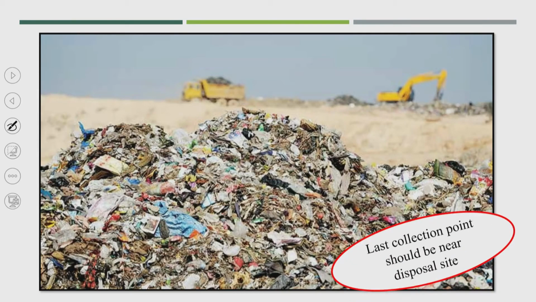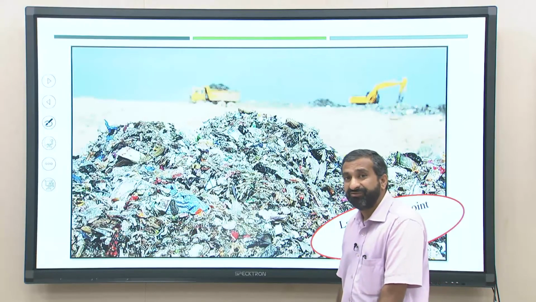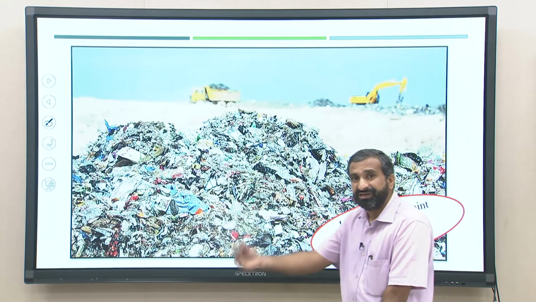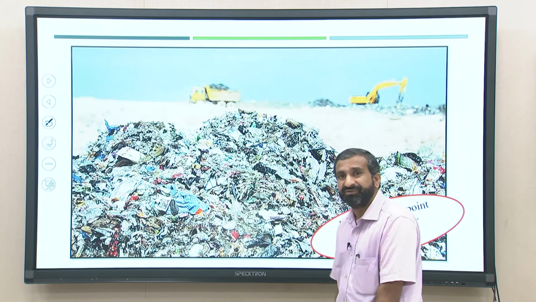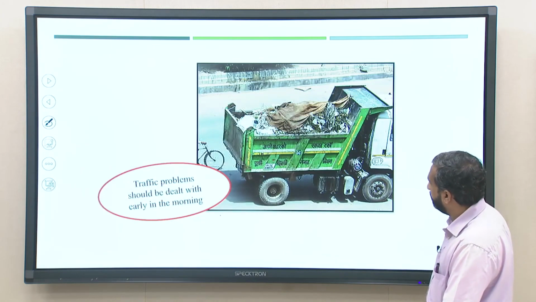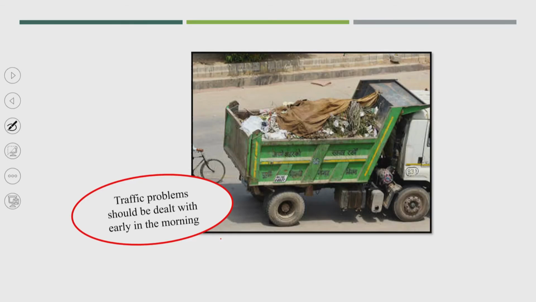Okay. So, the last container point should be near the disposal site. In that case your T2 value will be very low, or otherwise your first container could be near the disposal site, so that your T1 value could be less. And traffic problems should be dealt with early in the morning.